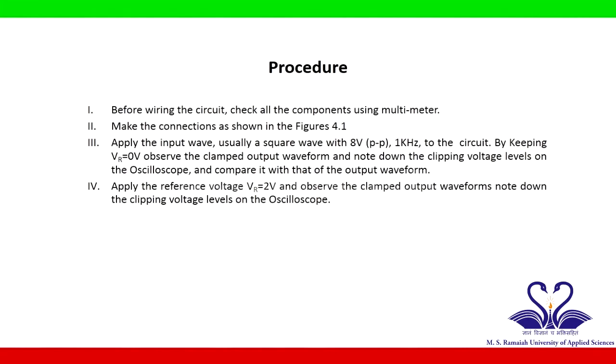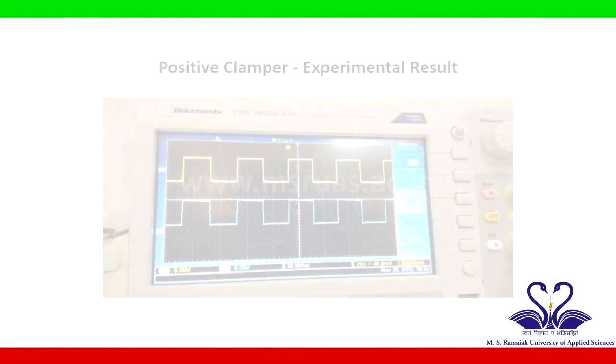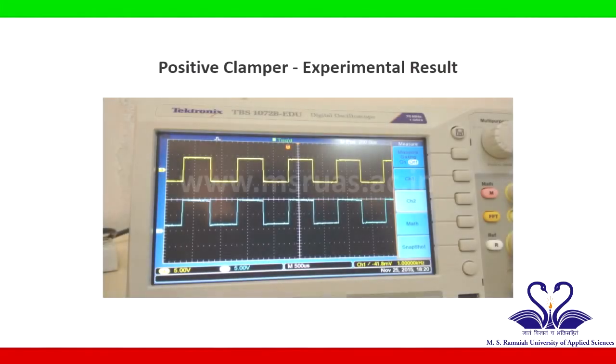Measure the input and output using digital oscilloscope by connecting it with the circuit with the help of probes. Note down the clamping level at the positive cycle with reference voltage at 0 volt and 2 volt. This shows the experimental result of positive clamper.